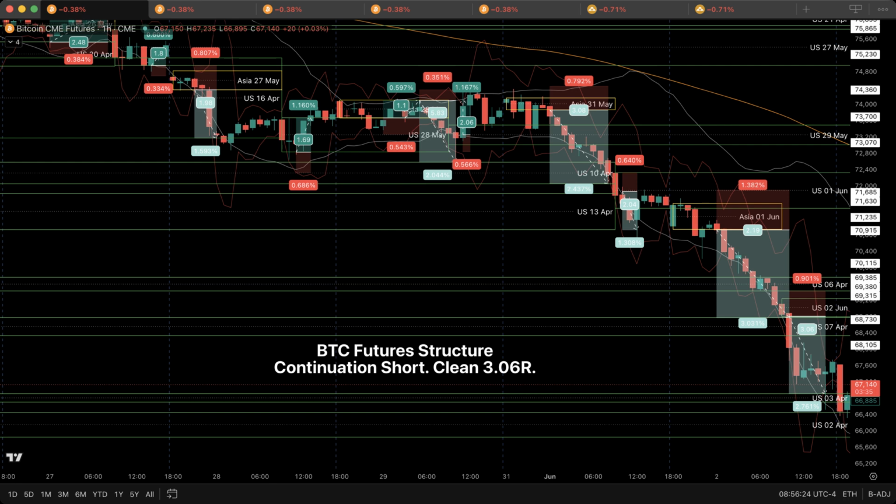The market gives a second short. But this one is not taken just because the first short worked. That would be emotional. This one is taken because the next session gives its own structure. Each session must earn the trade again. May 31st, Asia gave 2.19. June 2nd, U.S. gives 3.06. Different session. Different entry. Different stop. Different target. Same method.